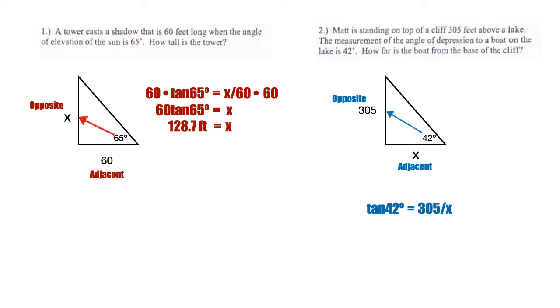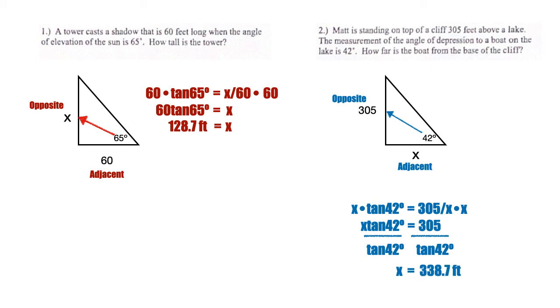So we always multiply by what's on the bottom. So multiply both sides by x. That gives us x tangent of 42 equals 305. Okay, so the next thing we're going to do, we want to get x by itself. So to undo multiplication, we divide. So we're going to divide both sides by the tangent of 42. Now we get x equals 305 divided by the tangent of 42, and if you put that in your calculator, you get 338.7. So that's the answer to number two.